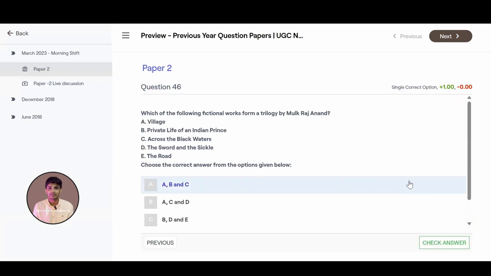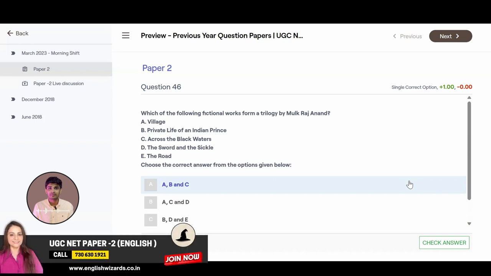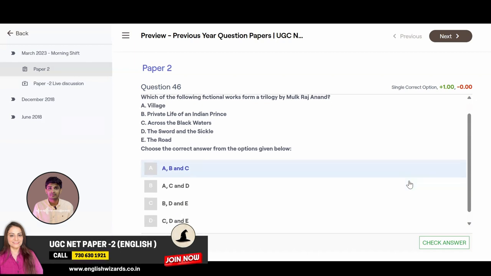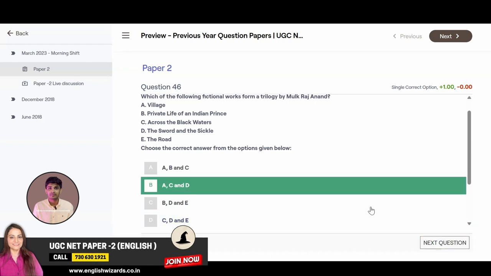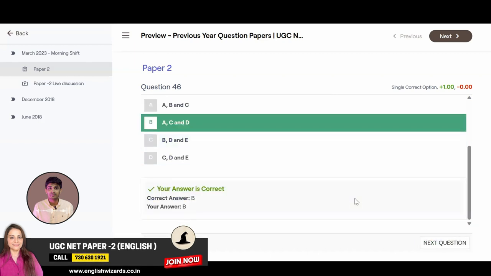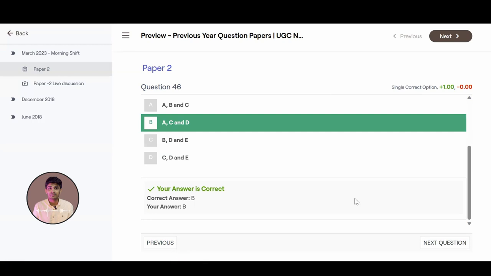Question 46. Which of the following fictional works form a trilogy by Mulk Raj Anand? Village, Private Life of an Indian Prince, Across the Black Waters, Sword and the Sickle, The Roads. Which among the five forms a trilogy? A trilogy is a collection of three works. Anybody? The answer is B, because this particular trilogy by Mulk Raj Anand includes The Village, Across the Black Waters, and The Sword and the Sickle.